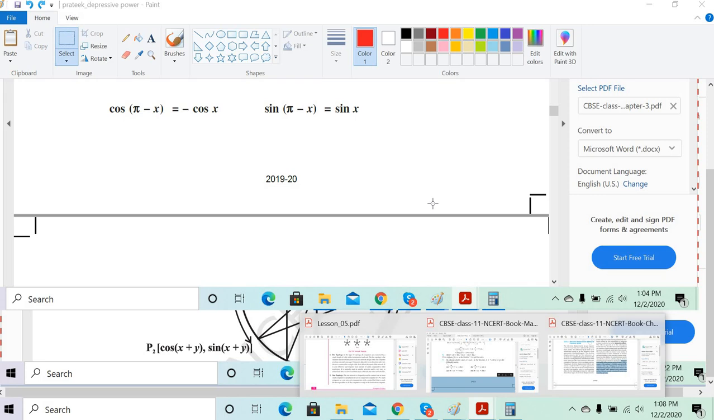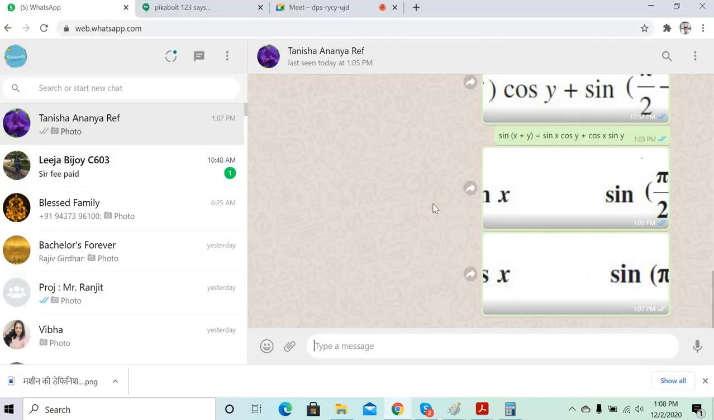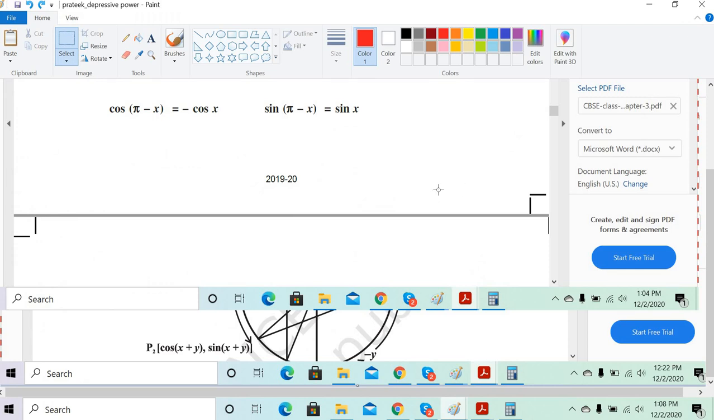So sine pi minus x will be what? Sine 180 minus x. Basically that angle is coming in the second quadrant. In the second quadrant only sine and cosec are positive. So that's why sine x. And these are called supplementary angles, because 180 minus theta or 180 plus theta is called supplementary.